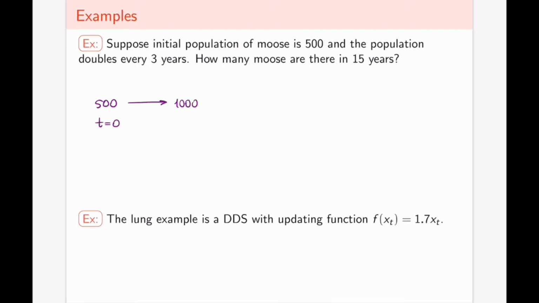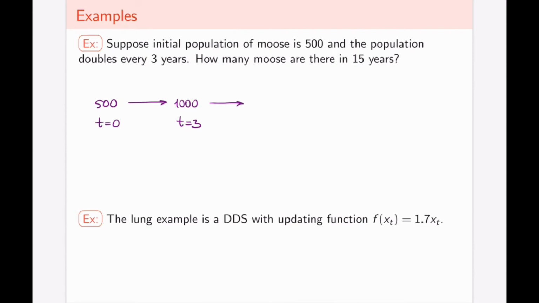Now, you can decide how you're going to actually schedule your time, whether every 3 years is 1 unit of time, and therefore the next label will be t equals 1, or you're going to keep 1 year for 1 value of t, and therefore your t will be 3. Either one of those is going to be fine. I'm going to keep yearly count as the years go, and therefore I will have t equals 3. Now, we're asked how many moose are there in 15 years, so we're not quite there yet. We're going to have to go through the updating process again.